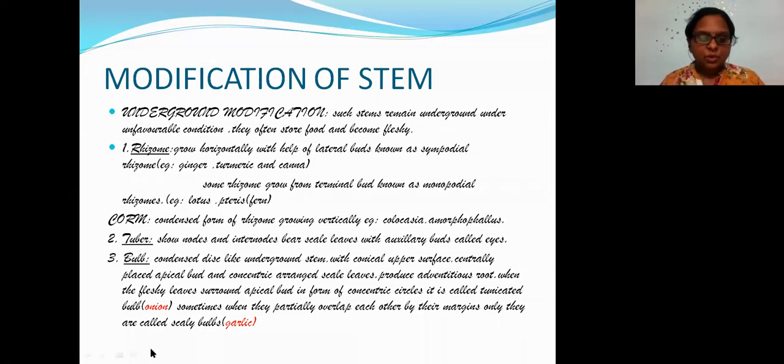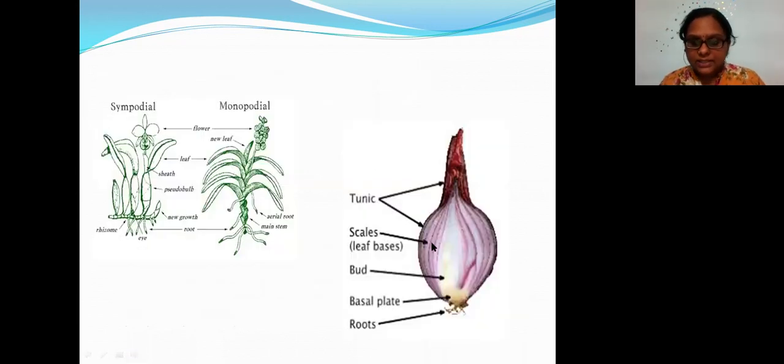Okay, now let me show you the diagram. See, this one, this center, can you see the bud they have written, the center white part? Okay, you might have seen some onions when you just cut them into two halves. In the center, you can clearly take out that white part. Okay, it's called the bud. Which type of bud? Apical bud. Okay, and these concentric leafy surfaces, they are called the scaly leaf bases.